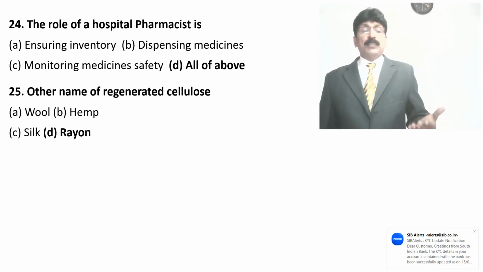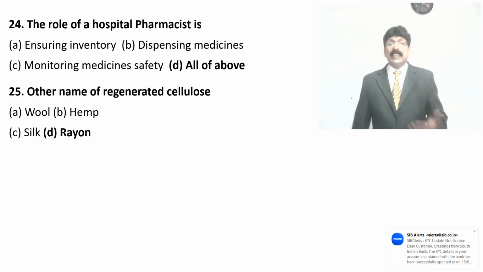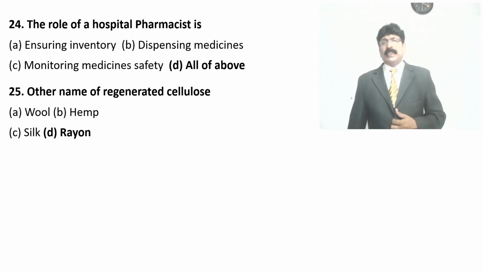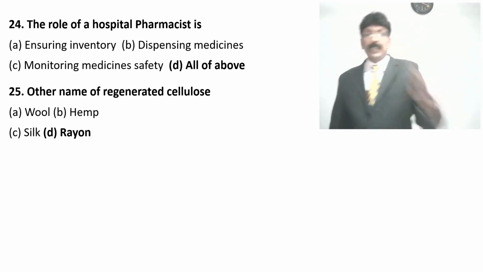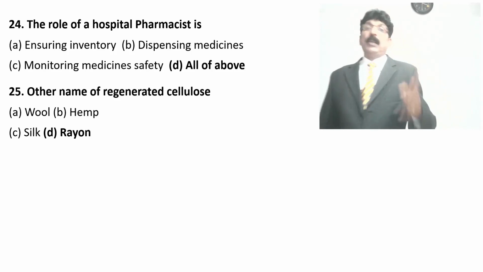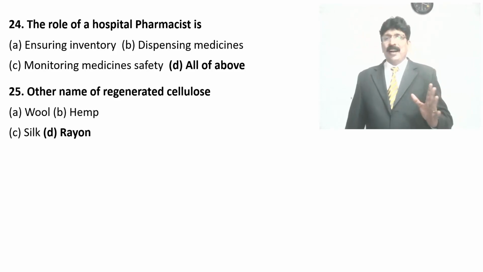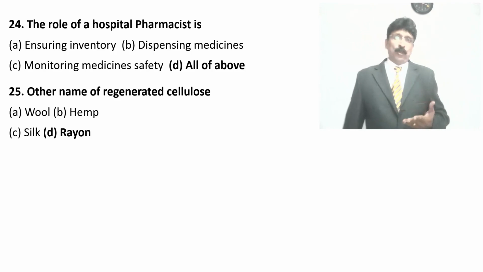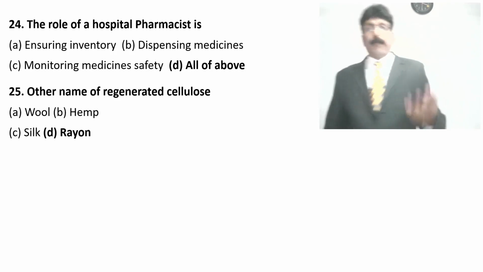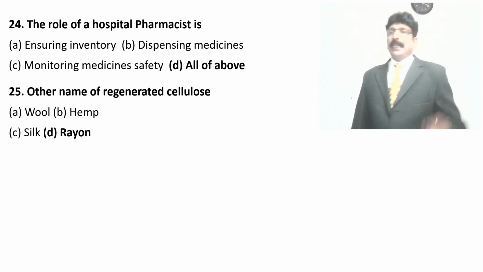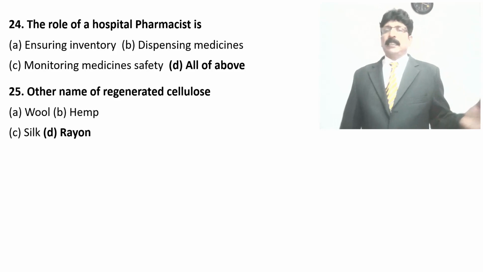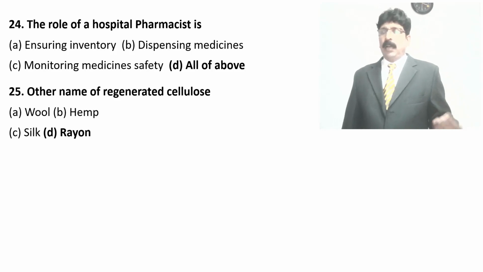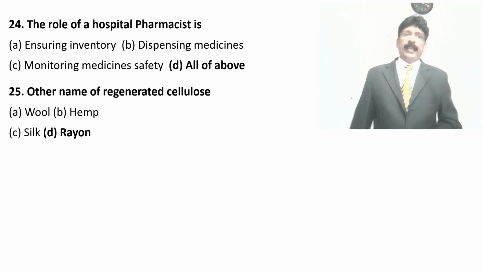The next one: what is the other name for regenerated cellulose? What do you mean by regenerated cellulose? The choices are wool, hemp, silk, rayon. Actually, paper is made up of cellulose. Cellulose, which we take from plant sources, is used for the production of band-aids, plasters and various surgical or dressing materials. That is the regenerated cellulose.